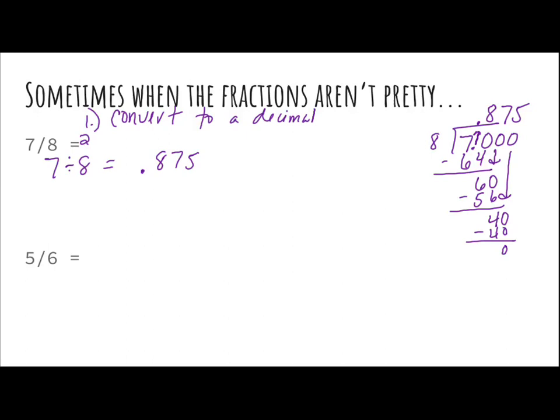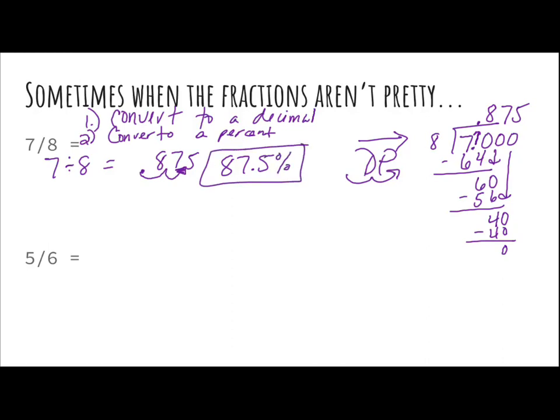So now, once I have it as a decimal, I can easily convert to a percent. We did that by using that Dr. Pepper method. We're going from a decimal to a percent, so I'm going to move 2 times to the right. Put my decimal, swoop it over 2 times, and we end up with 87.5% as our answer. So it's going to be 2 steps when it's not pretty.